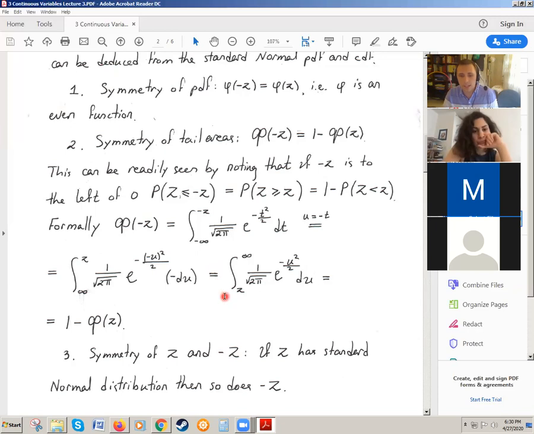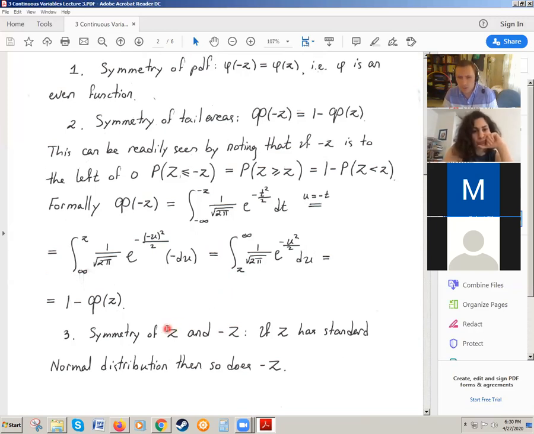Another thing, which is also pretty obvious: if I take Z and multiply it by minus 1, you imagine the bell curve multiplied by minus 1, you flip it over, right? And they will be identically distributed. They're not identical random variables, certainly, but their distribution is identical. So Z and minus Z are both standard normal distributions.